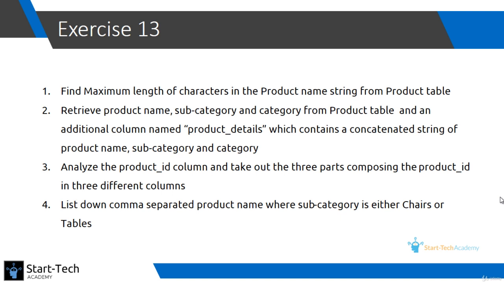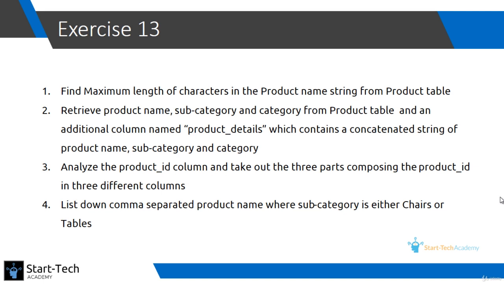First, I want you to find out the product name which has maximum length. So out of all the product names, which product name has the maximum length? Next, let us see if you are able to do concatenation. I want you to join product name, subcategory and category from the product table into a column called product details. So your result set will have 4 columns: product name, subcategory, category, and the fourth one is product details, which is concatenation of the previous 3 columns.